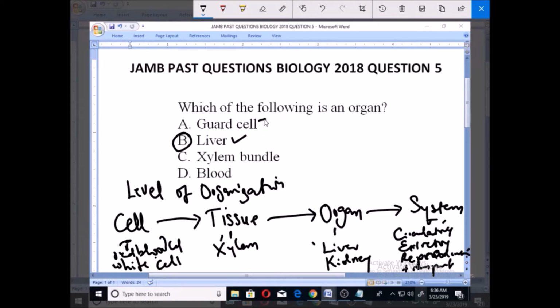Guard cell, we're talking about cells. Xylem, we're talking about tissue. Blood cells, like the white blood cell and red blood cell, they are cells. So the right option for the answer is B.